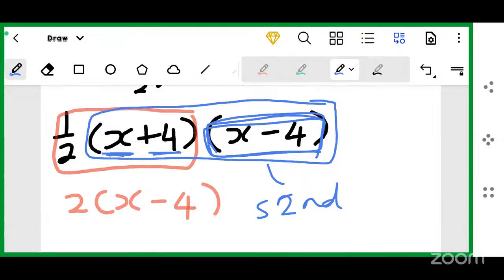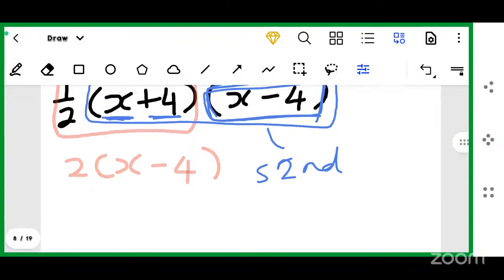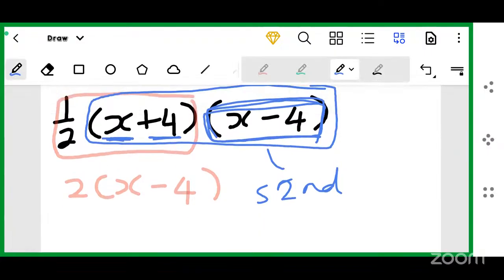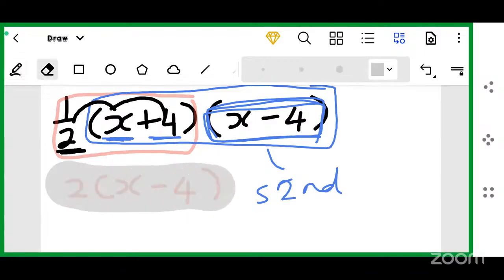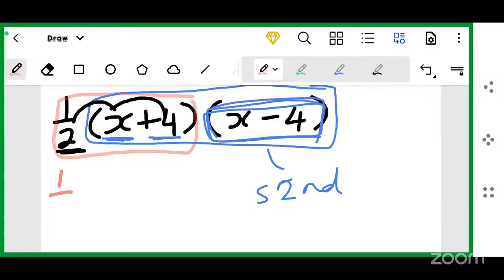So for the first one, or let me say for the red one, what we do is we use the outside 1 over 2 to open the bracket. So if we're working this out, we're going to have 1 over 2 multiplied by x, which is going to be 1 over 2x, plus 1 over 2 times 4, which is going to be 2. So we are done working this one out.